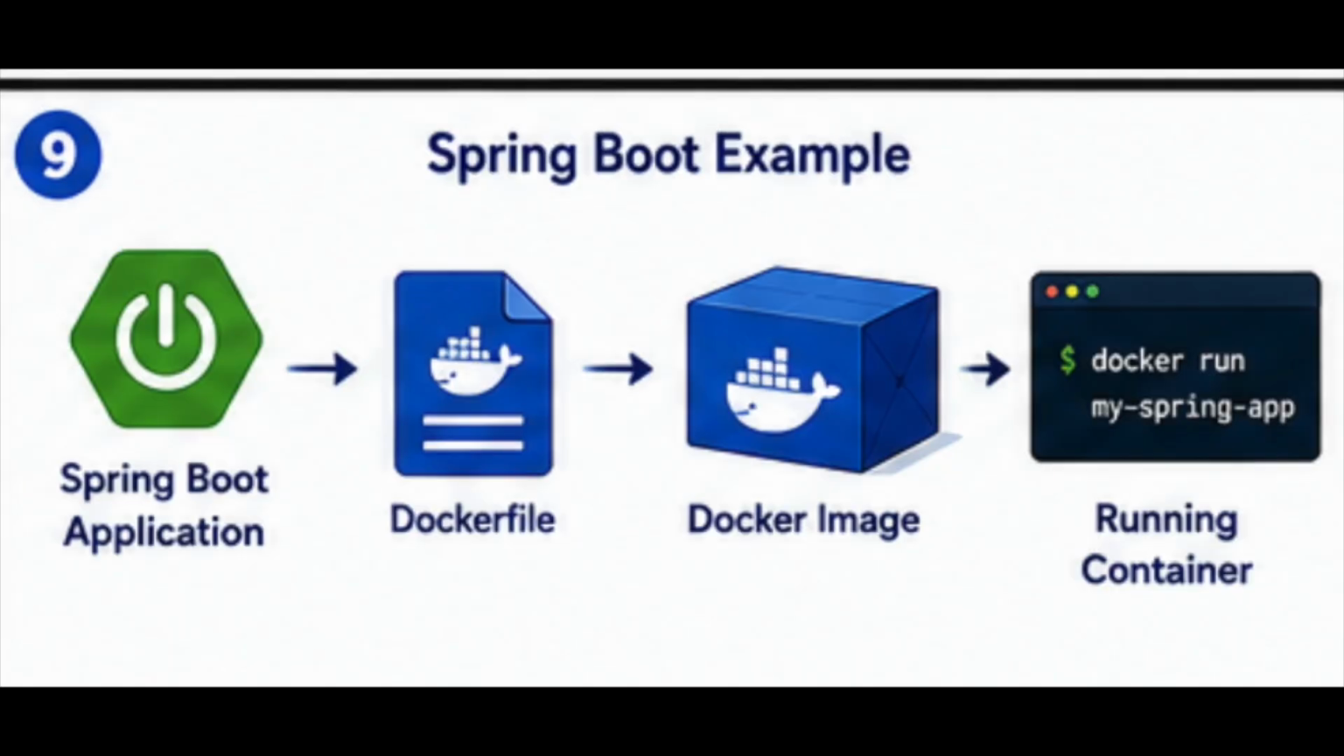Let's look at a practical example. You create a Spring Boot REST API. Using a Dockerfile, you build an image. Now, whenever you execute docker run my-app, Docker creates a new container from that image and starts your Spring Boot application. The image remains unchanged and can be reused again and again.